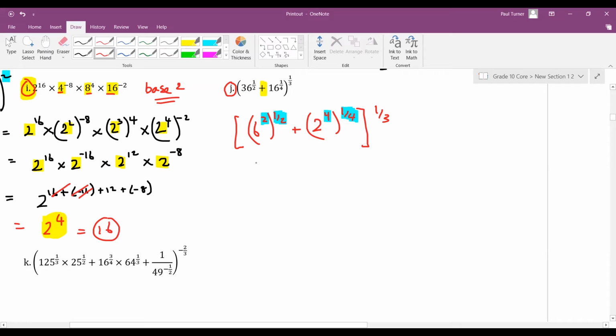So 2 times 1/2, well, that's 6 to the power 1. And 4 times 1/4 is also 1. And that's to the 1/3. So 6 to the 1 plus 2 to the 1, well, that's 8 to the 2/3. Now we can make the 8 into 2 cubed, power 2/3. I did that so now I can cancel the 3. So that will cancel out the 3, and you'll end up with 2 squared, which is 4.